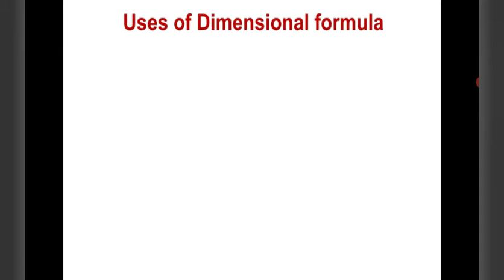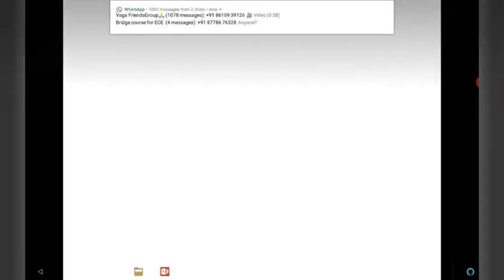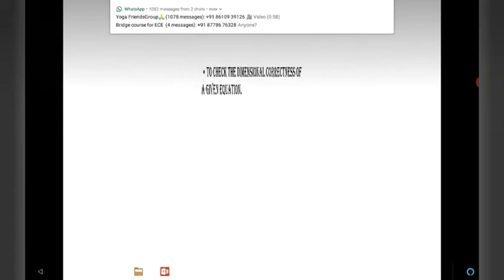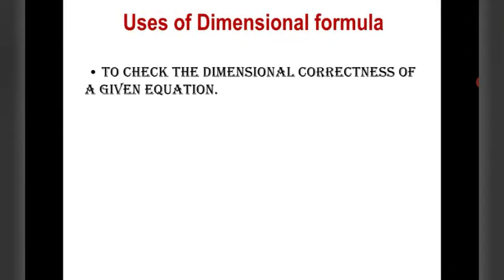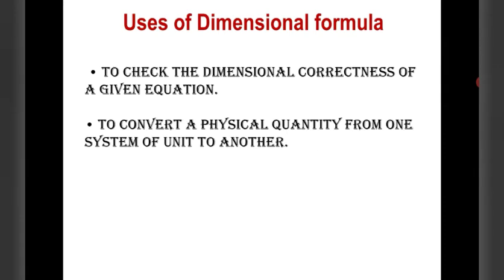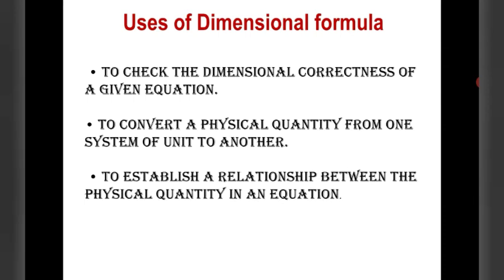Uses of dimensional formulas. Now we are going to see the uses: to check the dimensional correctness of the given equation, to convert the physical quantities from one system of unit to another, and to establish the relationship between the physical quantities in an equation. These three are very important, guys. They can ask it in 2 marks or 3 marks.